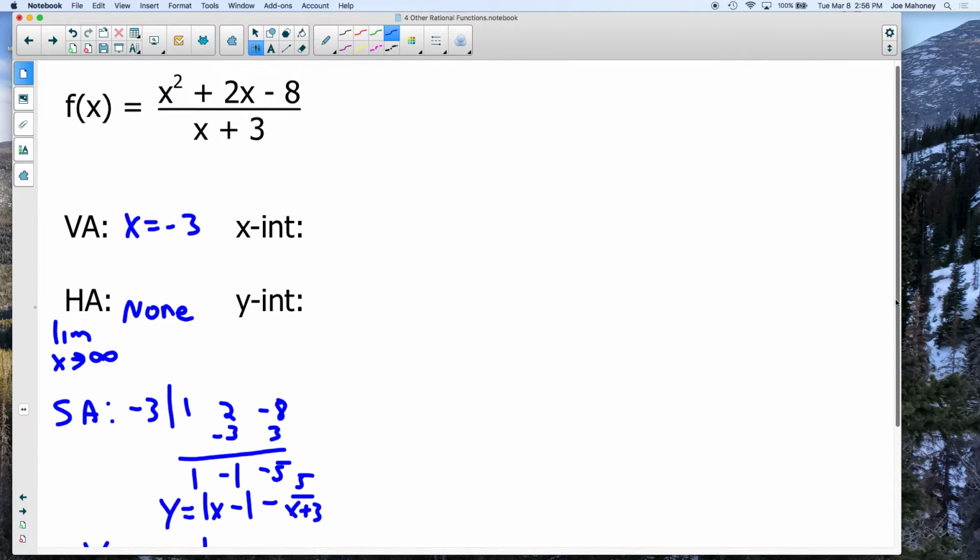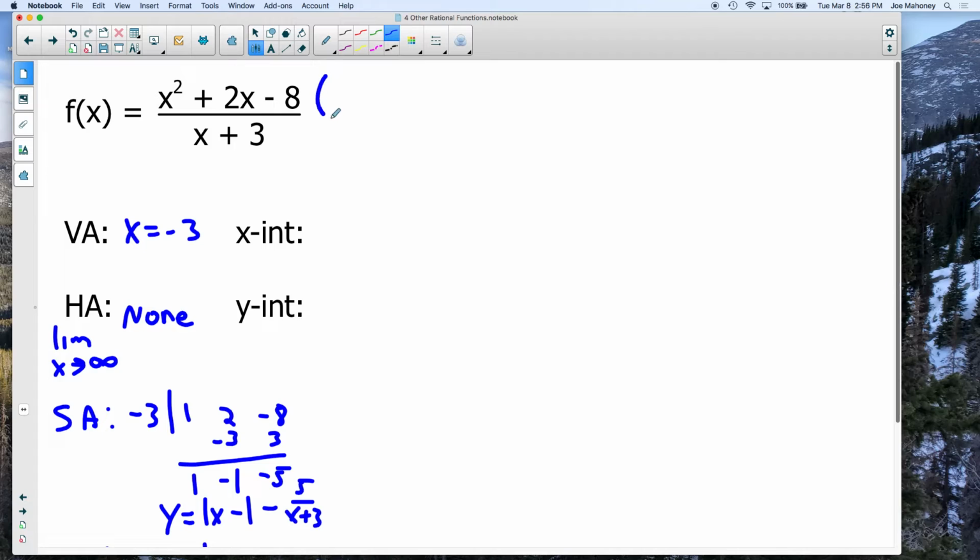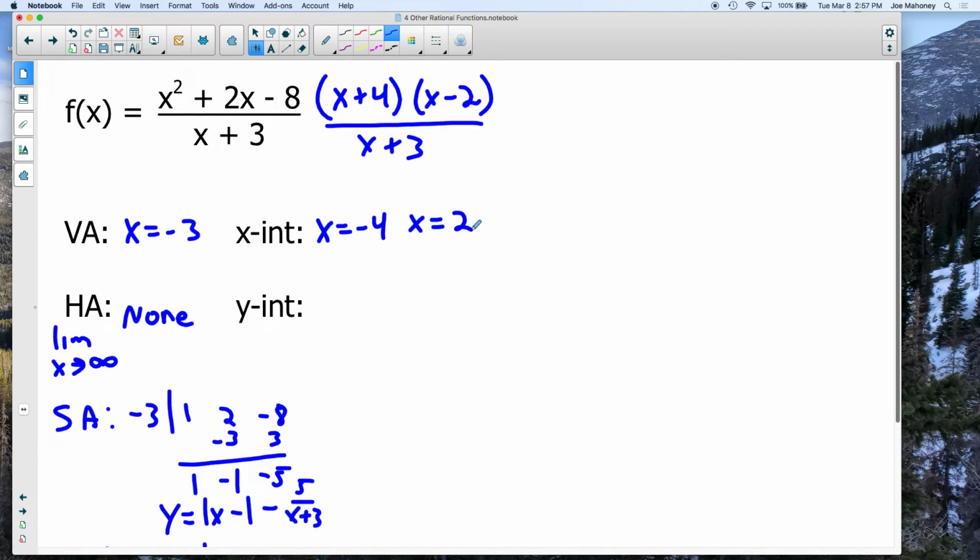Okay, our x-intercept, let's factor the numerator. The numerator is going to factor to x plus 4 times x minus 2. Nothing's canceling here. So my x-intercepts then are at x equals negative 4 and x equals positive 2. They're at negative 4, 0, and 2, 0. The y-intercept is where x equals 0. So that's going to be at y equals negative 8 over 3. So 0, negative 8 thirds.